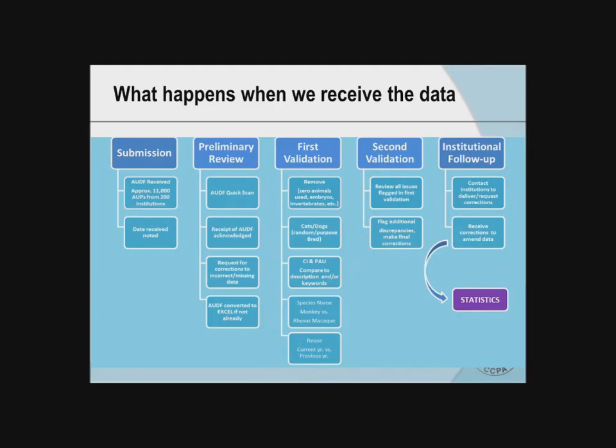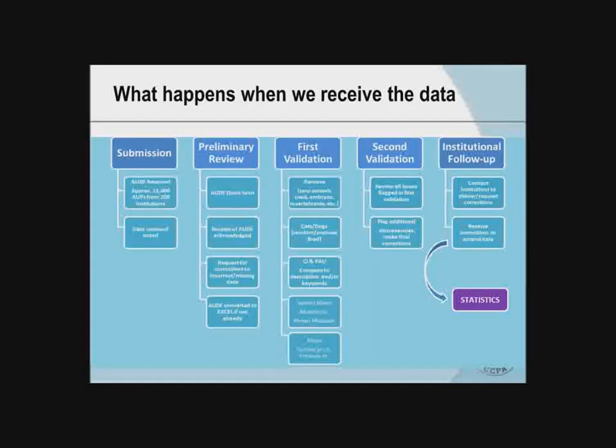But perhaps more importantly, it also means that the possibility of errors is minimized, thus improving the accuracy of the final data set. So what happens when we receive the data? This flow chart gives a picture of the process that we go through at the Secretariat. Once we receive the data, we'll acknowledge receipt, and we carry out a quick scan. We send out any requests for corrections and/or missing data, and then we convert all non-Excel animal use data forms to an Excel format where possible.